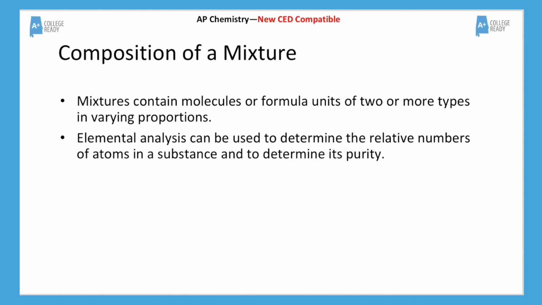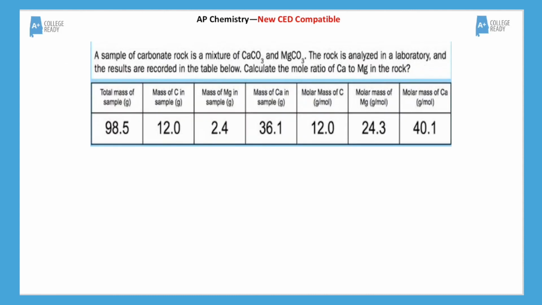Okay, a couple slides on the composition of a mixture. Unlike a compound that has, based on the law of definite proportions, the exact same percents of elements in the compound every time we have some of that compound, with a mixture there's going to be some varying proportions. Okay, we can do elemental analysis to determine the numbers of atoms in a substance, and therefore we can figure out its purity. So here's an interesting example.